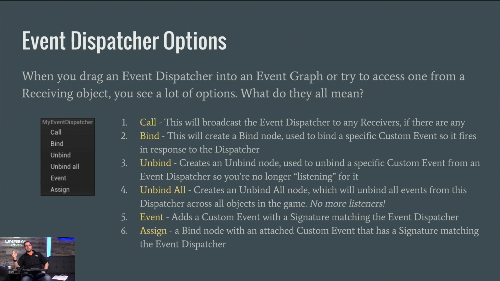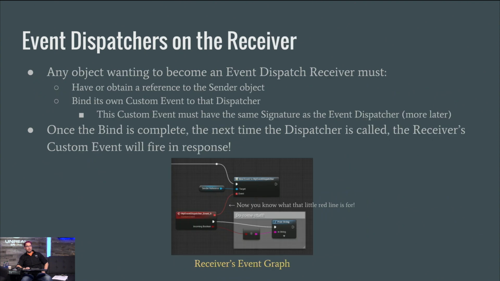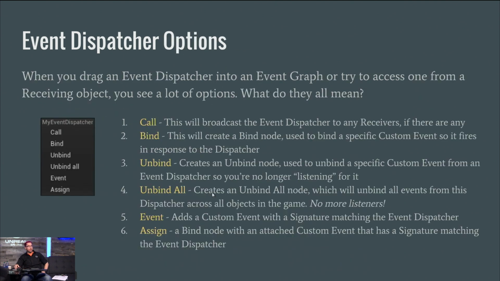Bind. This will create a bind node, which if we jump back, is this guy right here. So that is how you're going to attach some event to your event dispatcher. All it creates is that bind node and nothing else. Unbind is going to create, you guessed it, an unbind node. This is just like snipping that red wire at runtime. So it's just like saying, hey, I don't want you to listen out for this event dispatcher anymore. You can also create an unbind all. This will unbind all events from that event dispatcher across all objects in the game.